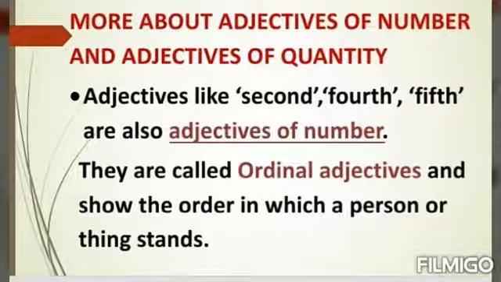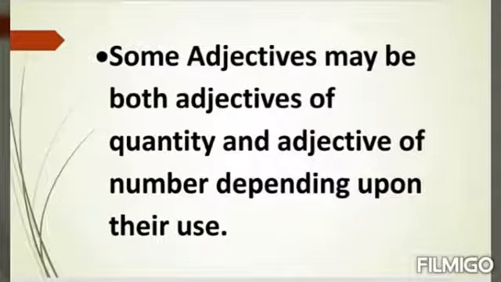Adjectives like second, fourth, fifth are also adjective of number. They are called ordinal adjectives and show the order in which a person or thing stands. Some adjectives may be both adjective of quantity and adjective of number depending upon their use.